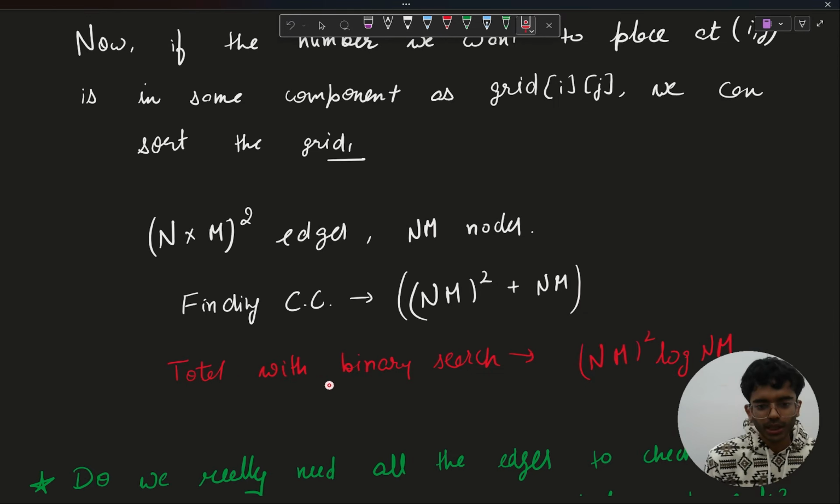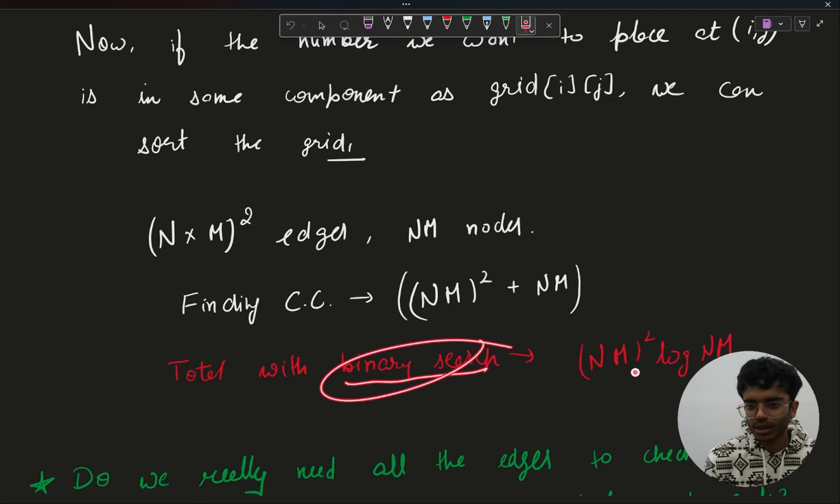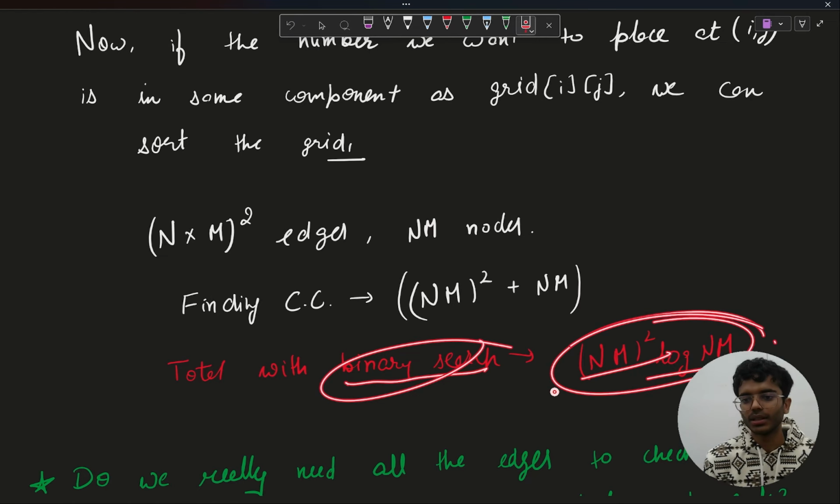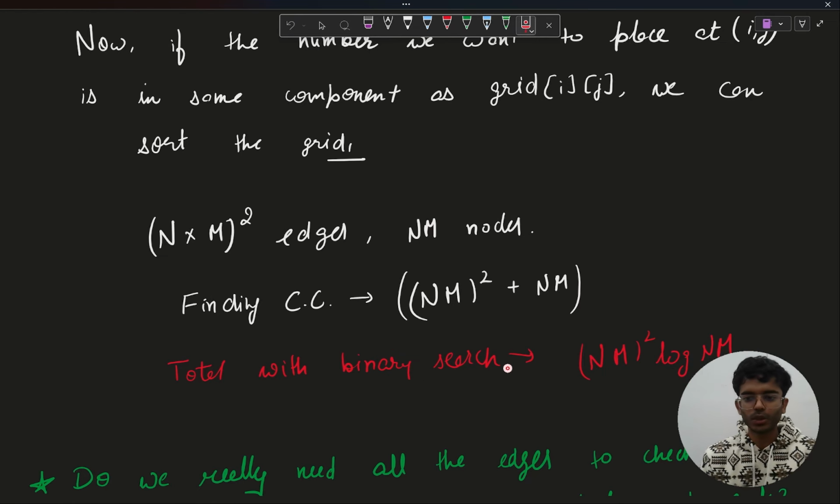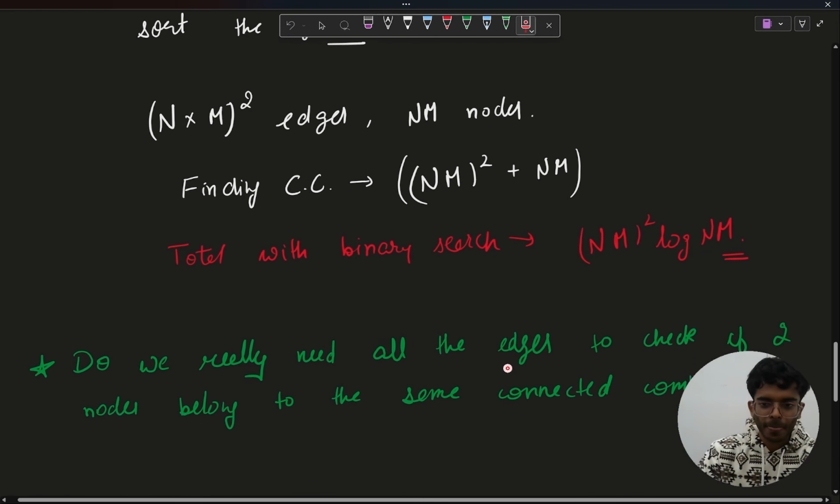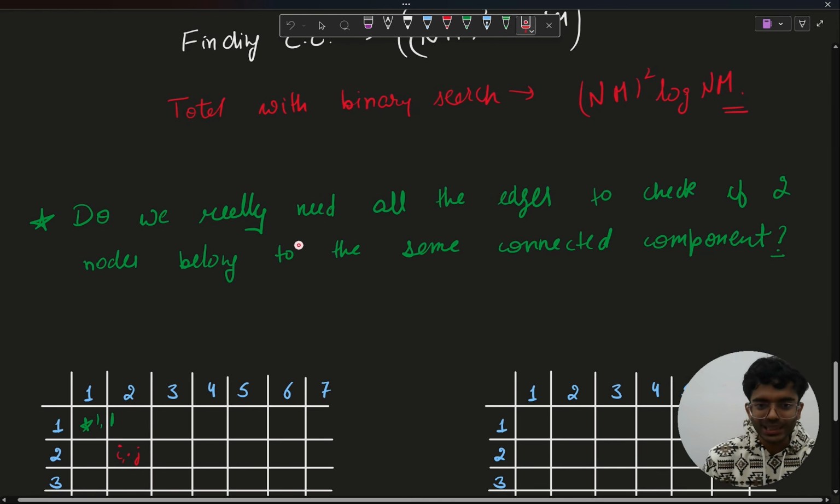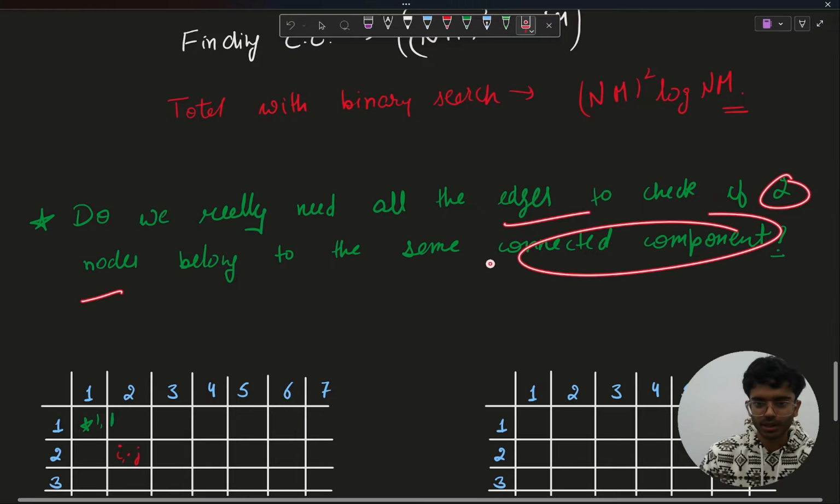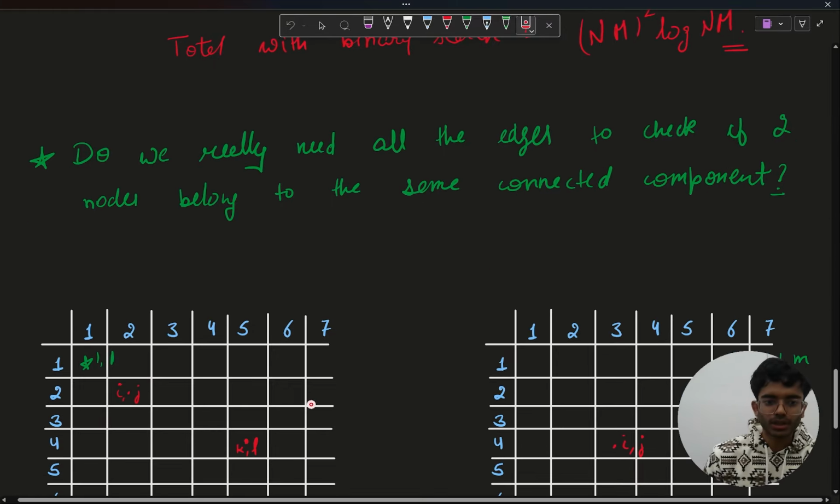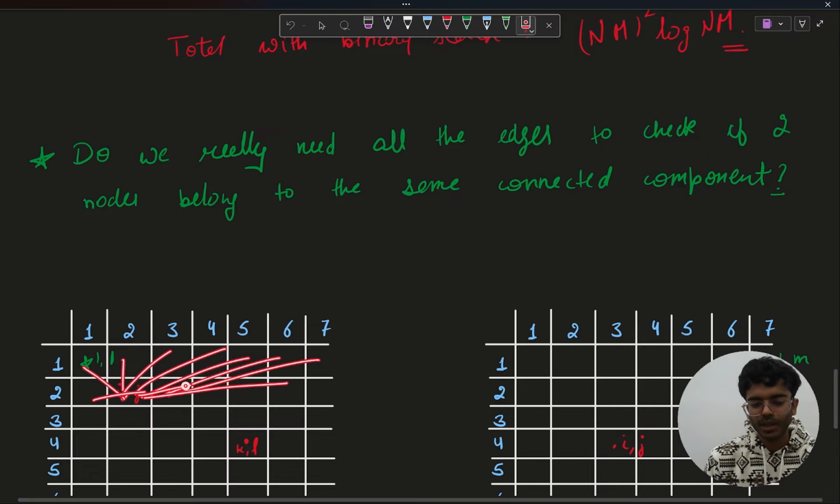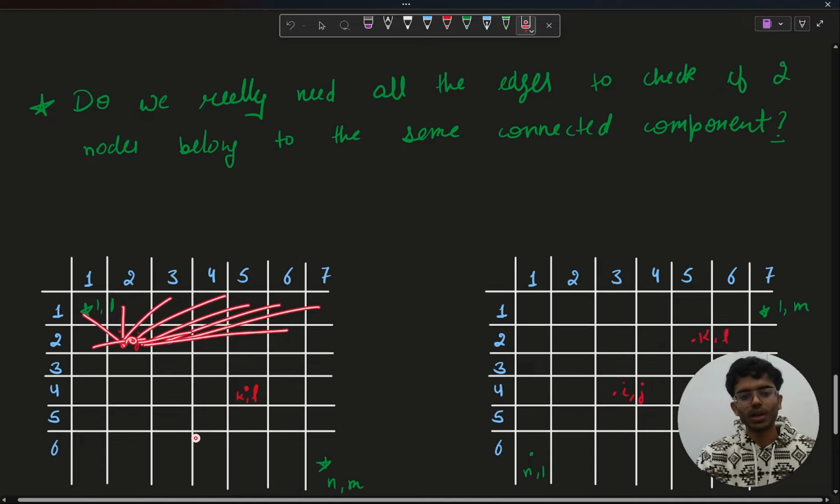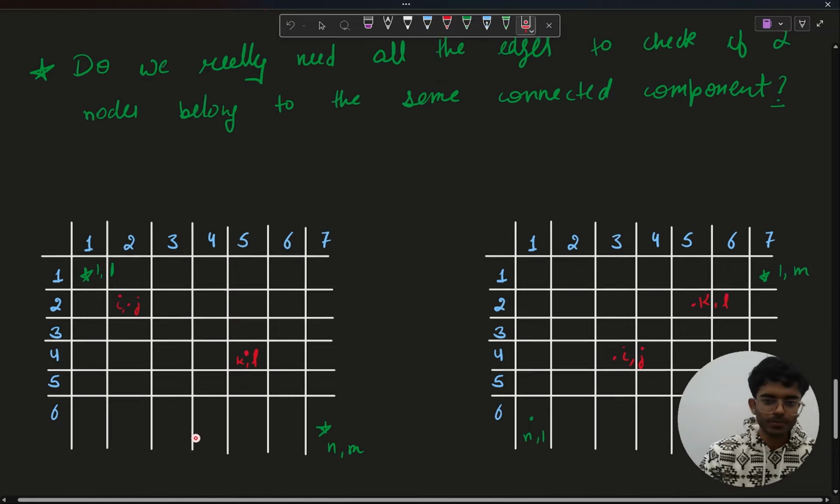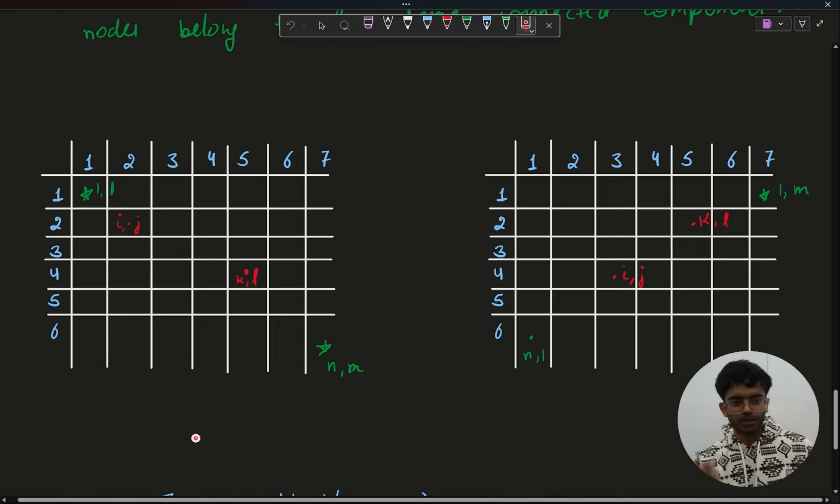Now, what would be the total time complexity if we include the binary search as well? (nm)² plus nm, times the binary search, right? Which would obviously TLE. So we need to optimize this, right? Now our idea is, do we really need all the edges to check if two nodes belong to the same connected component? For some node, do we need to compare it with all the other nodes to check if this and the required node belong to the same component or not? Or can we just optimize it?